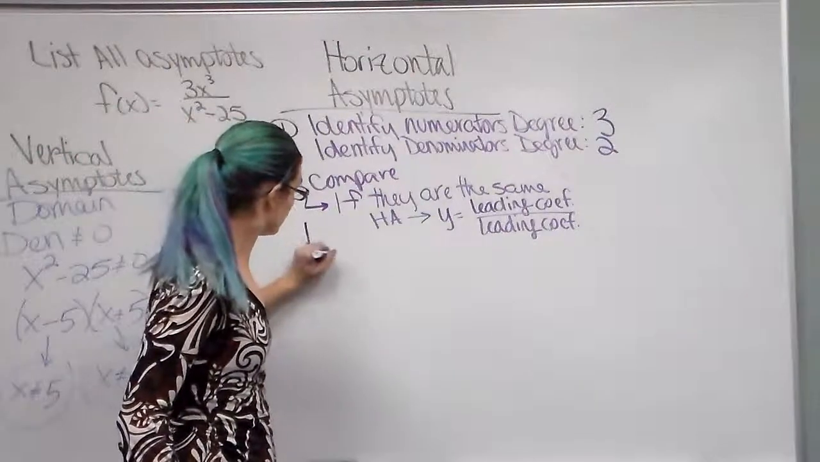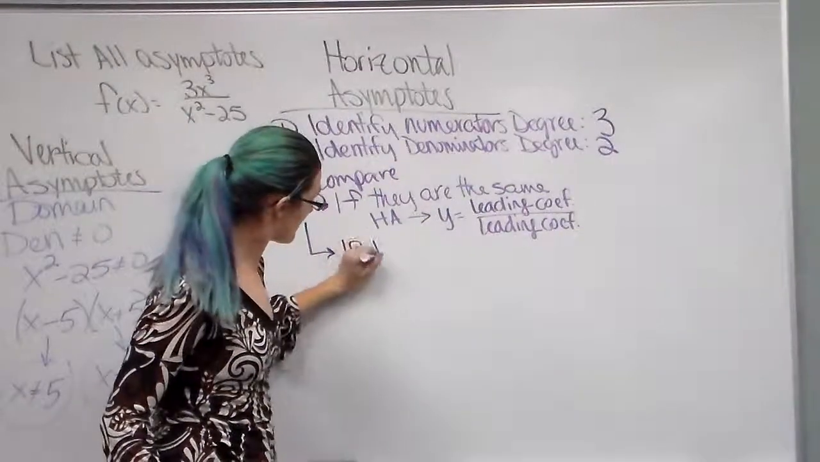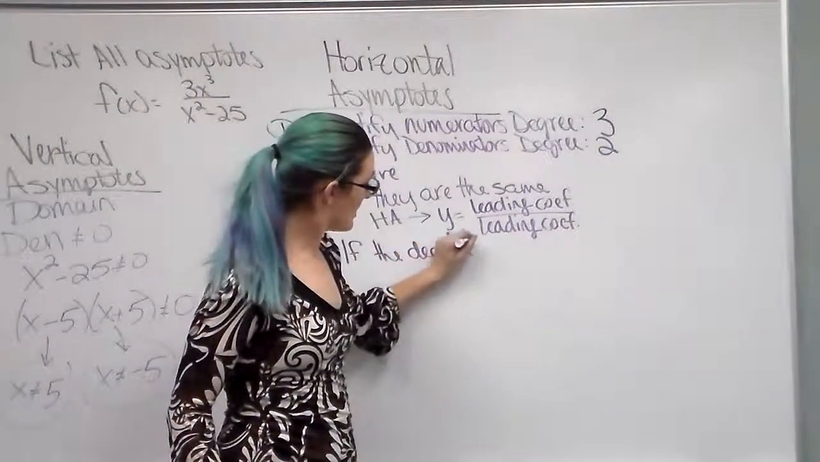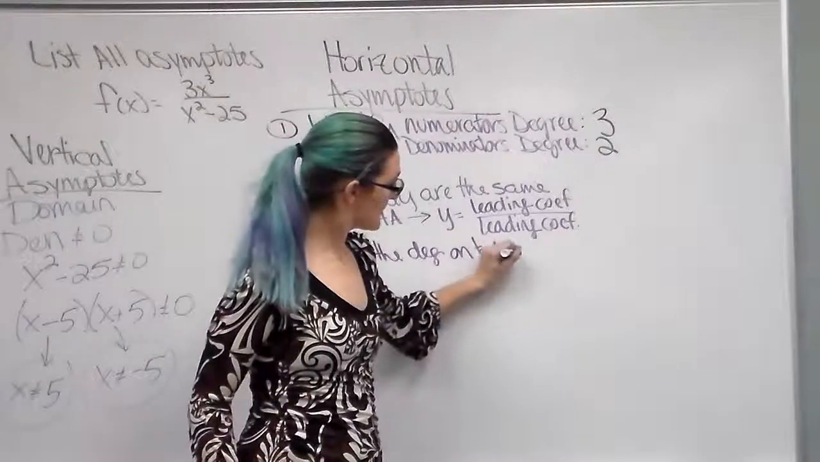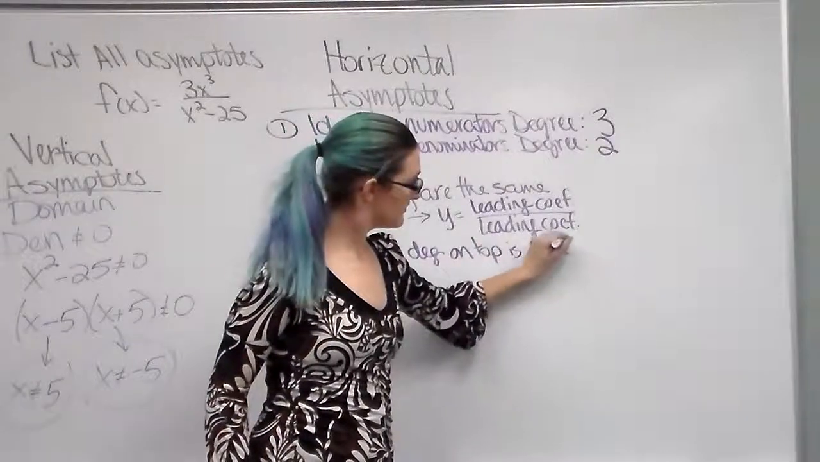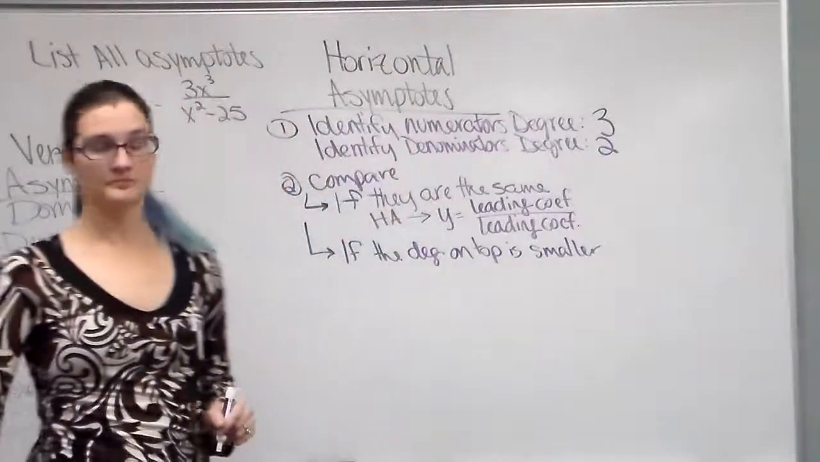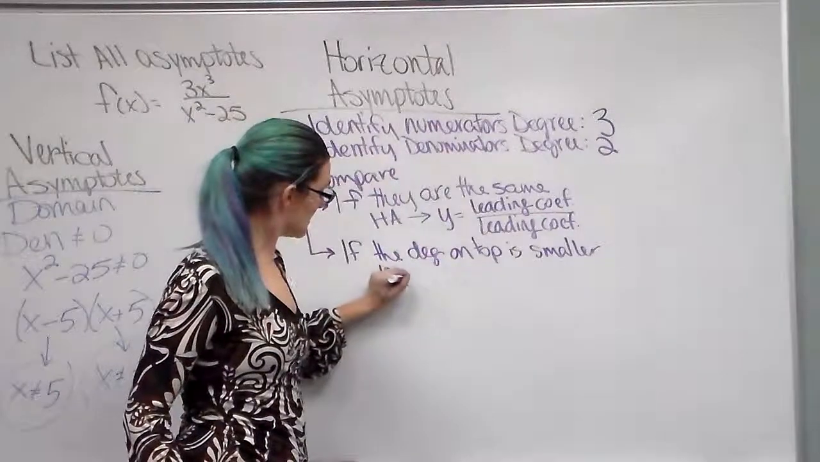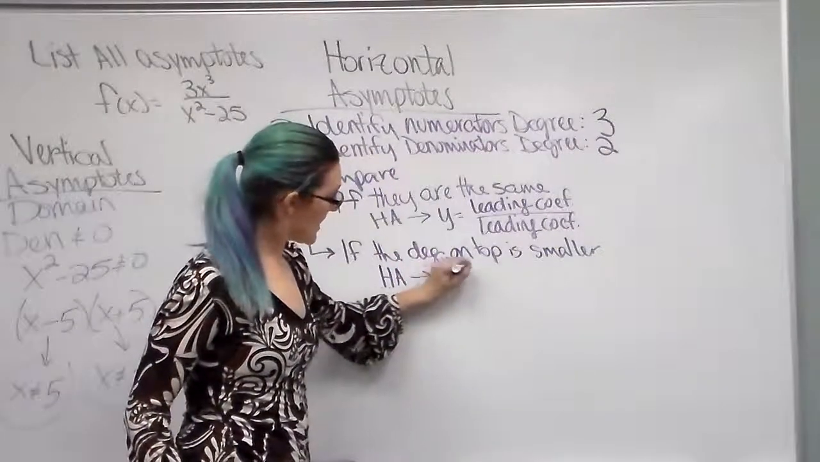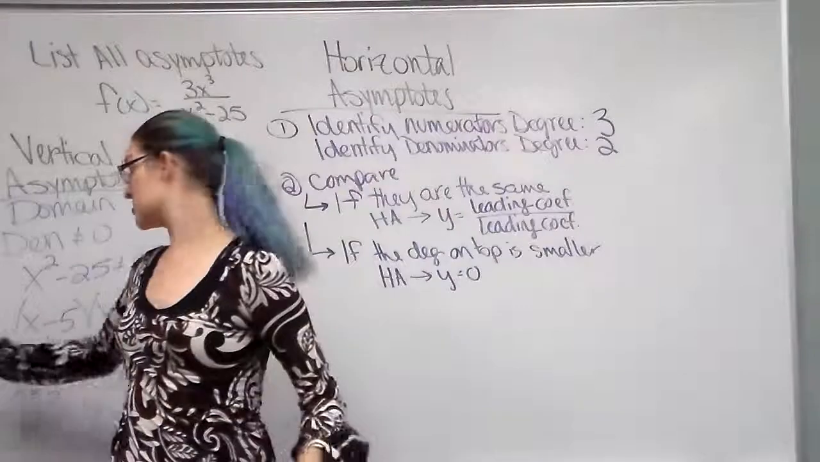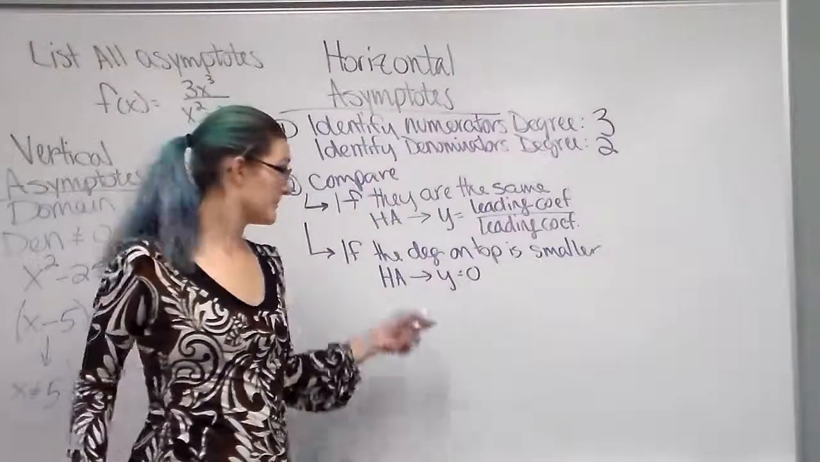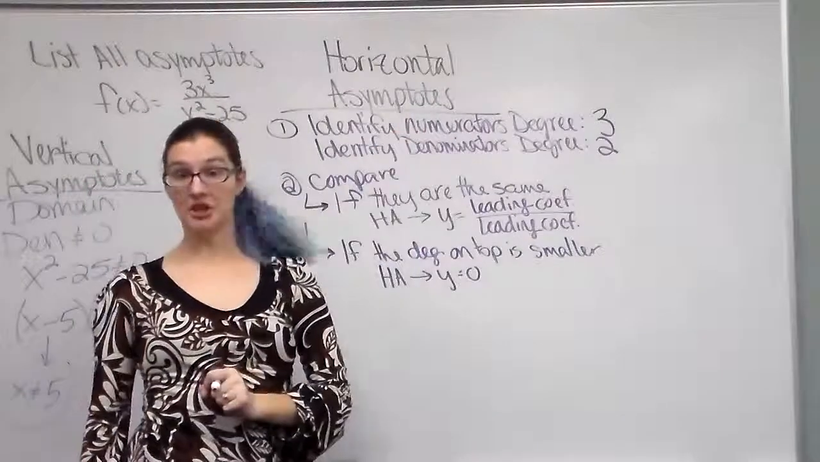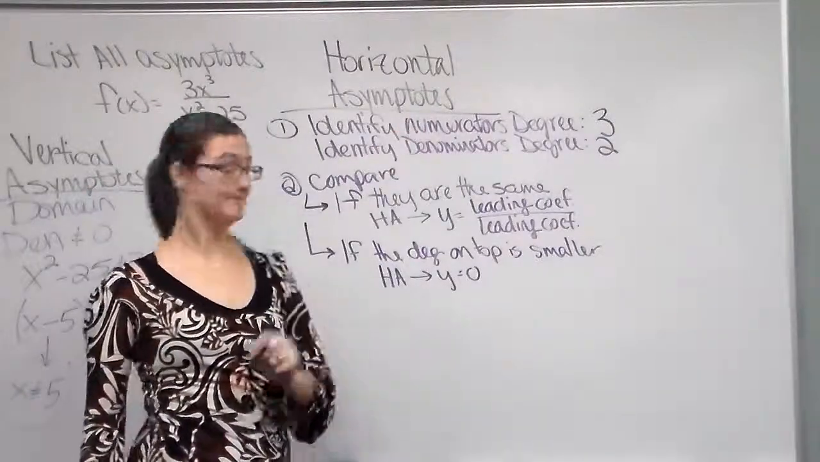If the degree on top is smaller, your horizontal asymptote is y equals 0. Now these y equals are very important, just like these x equals are very important. We can't lose them. Okay, but is our numerator's degree smaller? No.